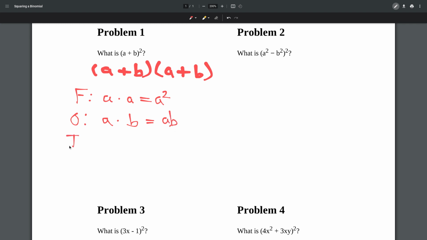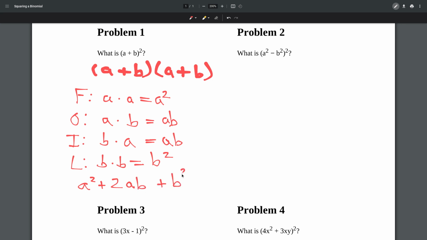We could do the inner terms together, which is B times A, which is BA, but I'm just going to write it as AB. The order of the multiplication doesn't matter. And we could do the last terms, B times B, which is just B squared. Put this all together, you get A squared plus AB, so 2AB, plus b squared.